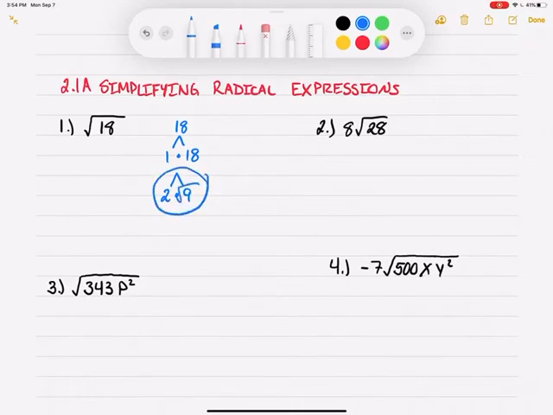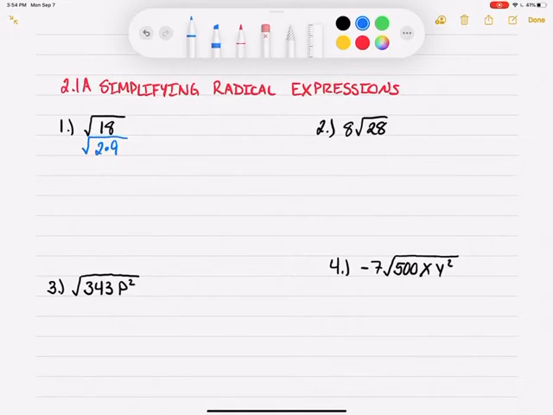So maybe we'll look at this. Let's look at all options though. 18 is also 3 times 6. And I can't take the square root of either of those numbers. So I know for sure these are going to be the two numbers that I'm working with. So what I want to do is break 18 apart as the square root of 2 times 9. Again, 2 times 9 is 18.